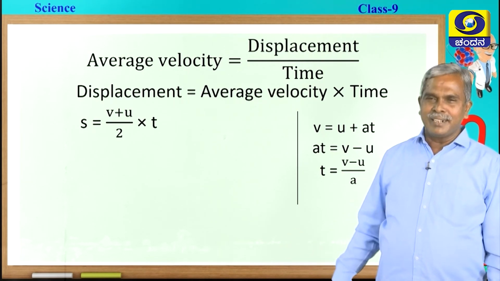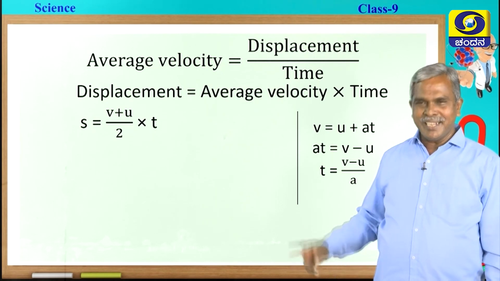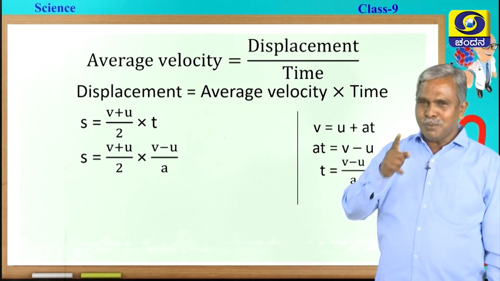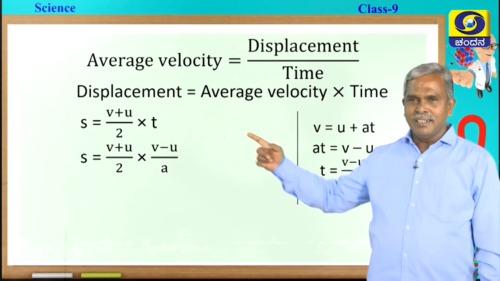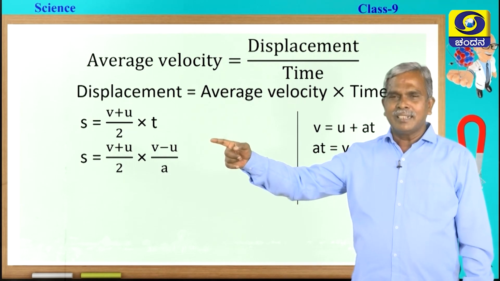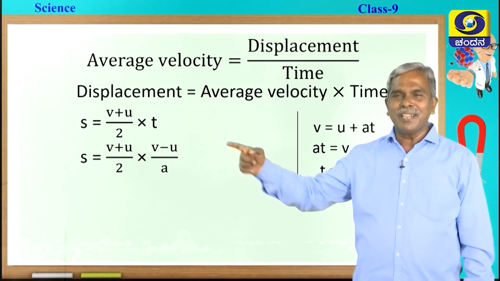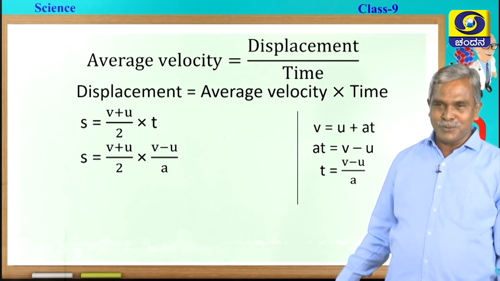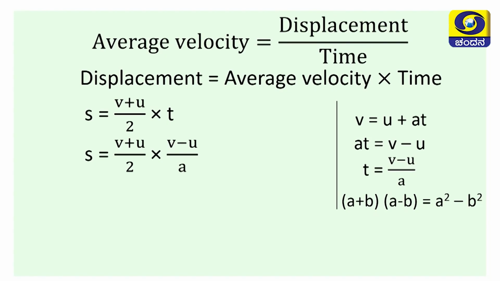We want the value for t, so t is equal to v minus u by a. In the next step, s is equal to v plus u by 2 remains as it is, and in the place of t, now I write v minus u by a. S is equal to v plus u by 2 into v minus u by a. For the numerator, v plus u into v minus u, you can write it as v square minus u square, and the denominator, please multiply, we get s is equal to v square minus u square by 2a.